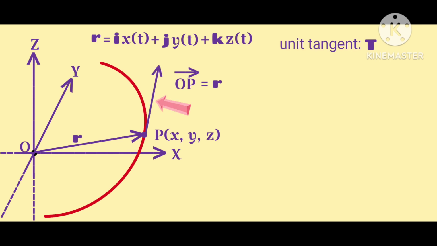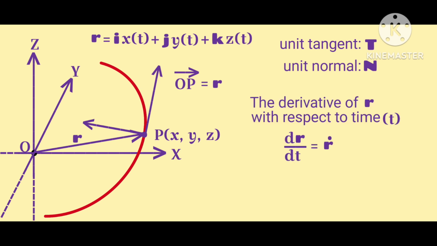The unit tangent is a unit vector in the direction of the tangent drawn to the curve at point P. The unit normal is a unit vector in the direction of the normal drawn to the curve at point P. The derivative of the position vector of the particle at point P with respect to the time is expressed as follows.